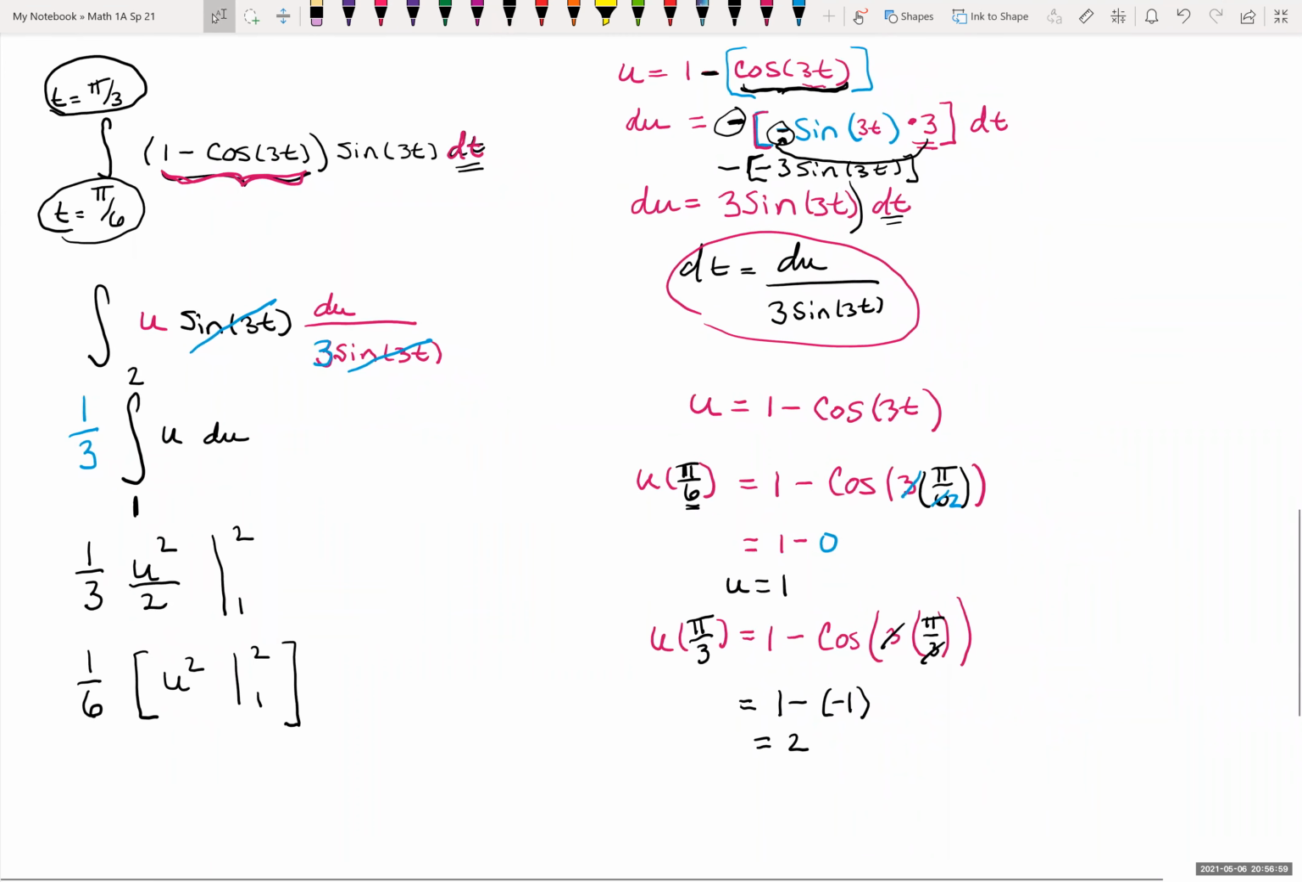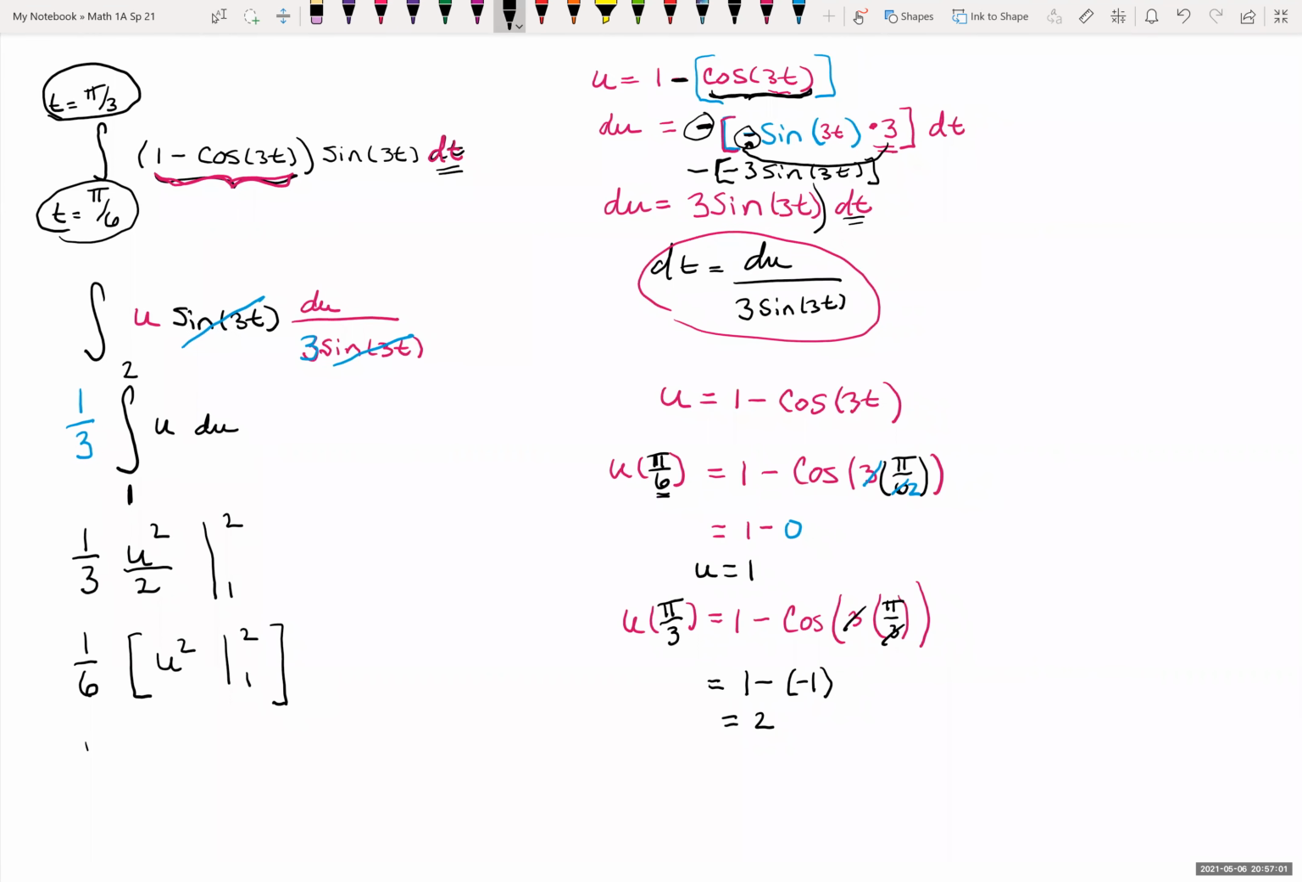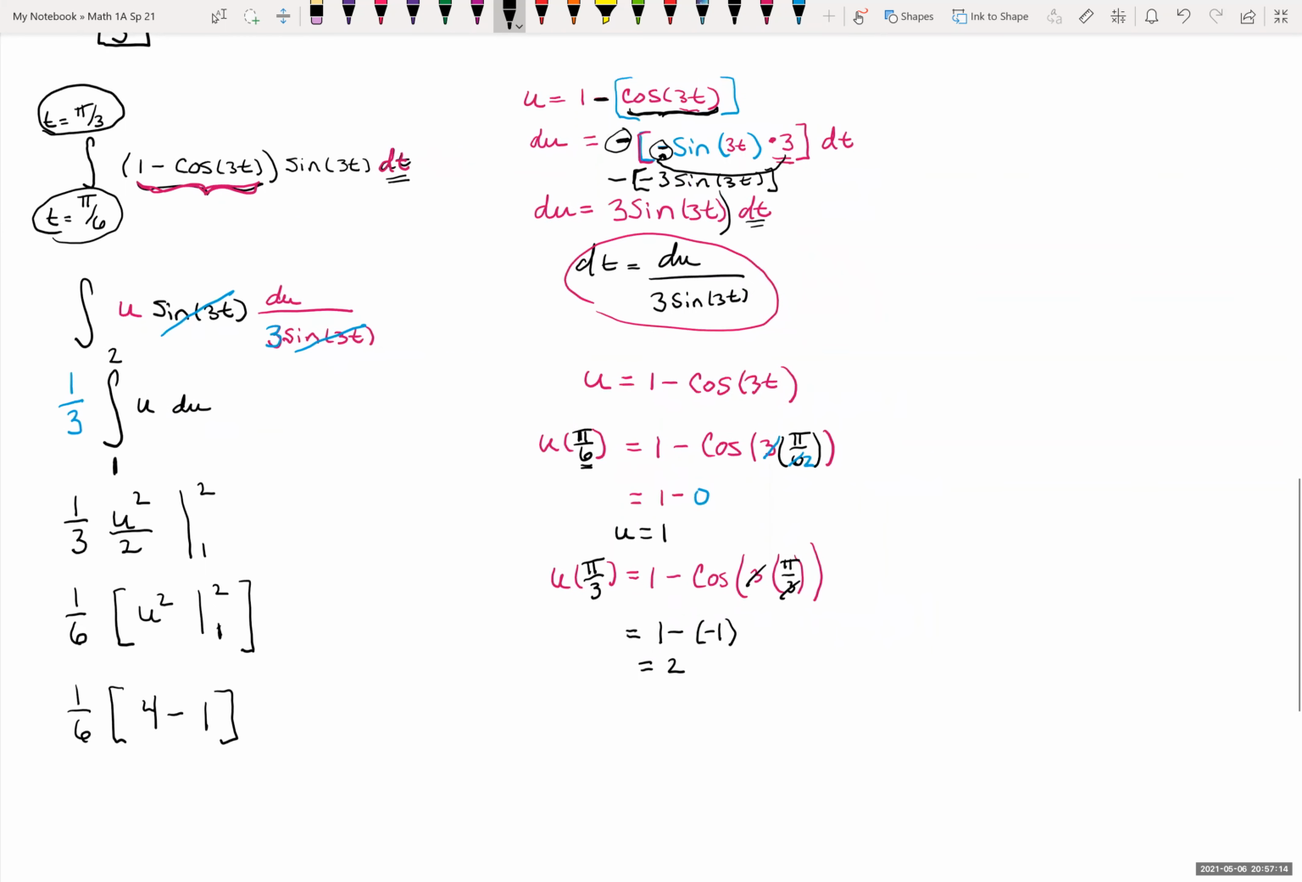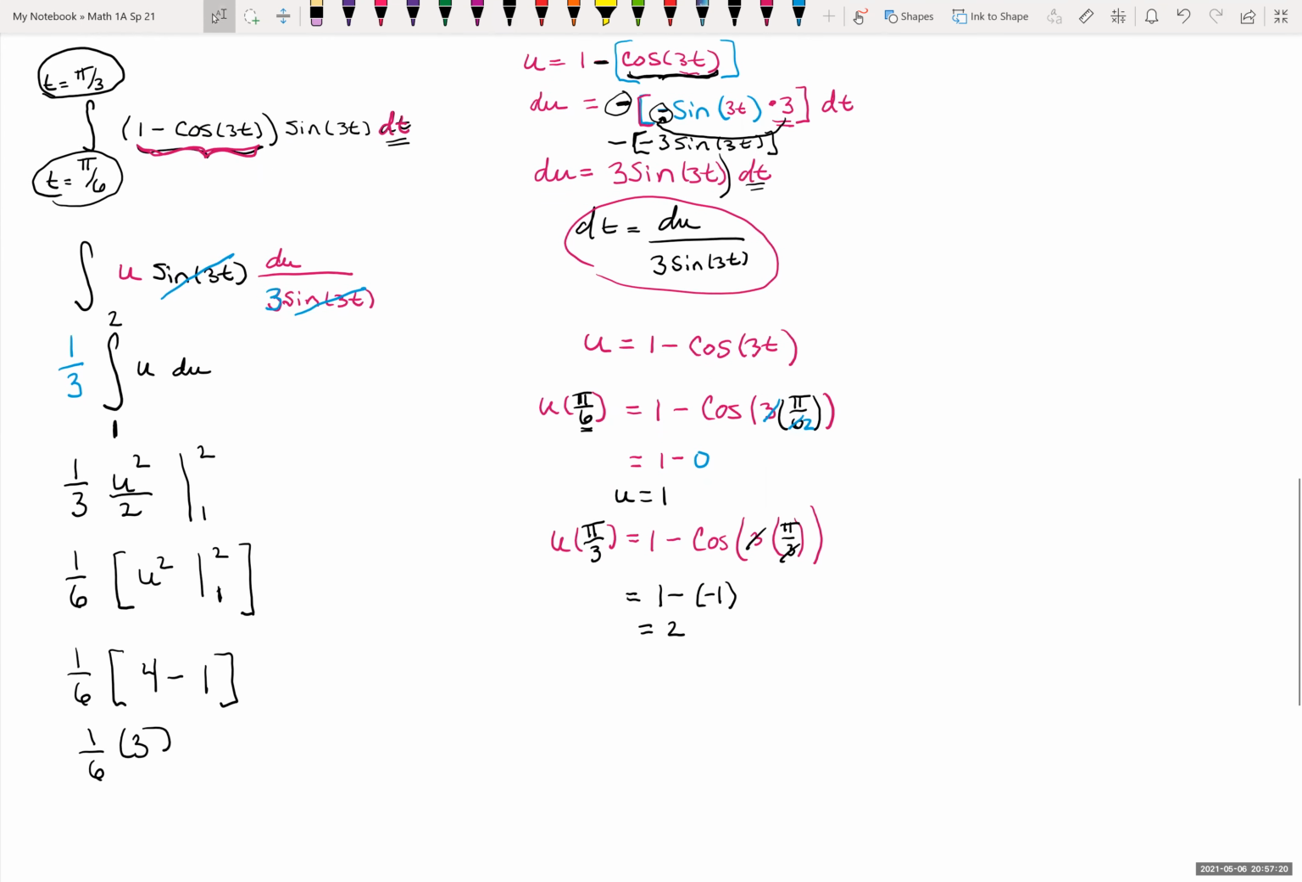So plug in our upper bound first, then minus our lower bound. So this would be 2 squared, which is 4, minus, now plugging in 1 squared, which is 1. So we have 1/6 times 3, which is equal to 2.